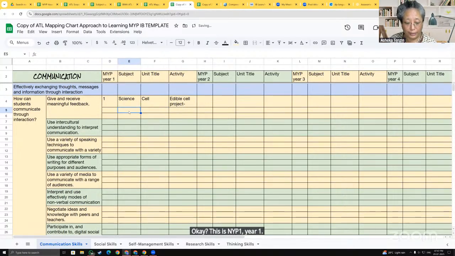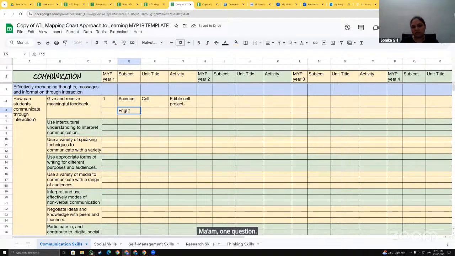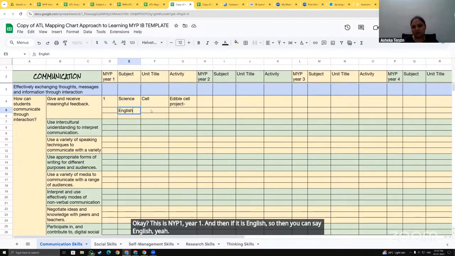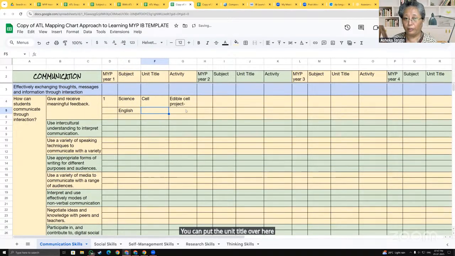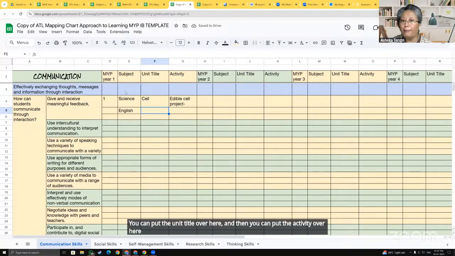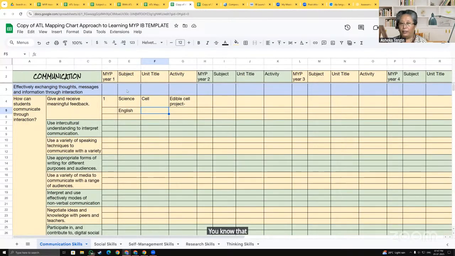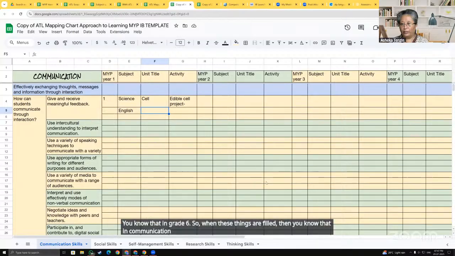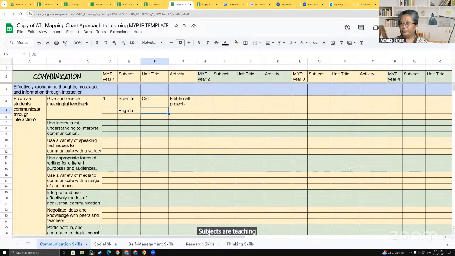And then if it is English, you can say English. You can put the unit title over here and then you can put the activity over here. So then it is mapped. You know that in grade 6, when these things are filled, then you know that in communication, which subjects are teaching what skills.